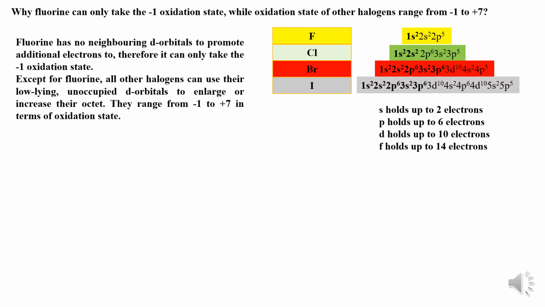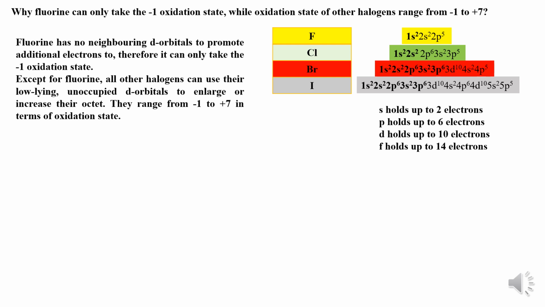So the other halogens can use their low-lying unoccupied d orbitals to enlarge or increase their octet. And that is how the other halogens like chlorine, bromine and iodine, their oxidation state ranges from -1 to +7 because of their d orbitals.